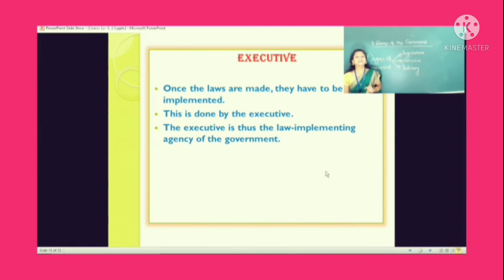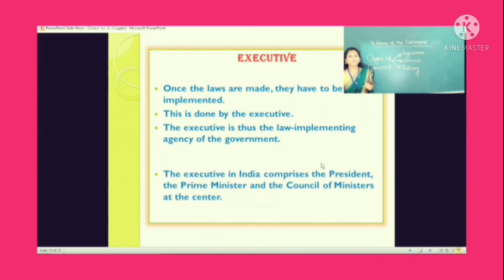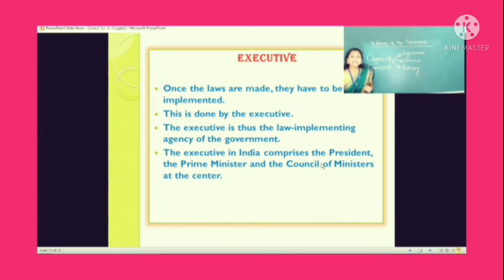Executive is a law implementing agency of the government. It is a part of a government. It is the responsibility of the government to make sure that it is executed in a proper way. The executive in India comprises the President, Prime Minister, and the Council of Ministers at the center. It is the responsibility of the ministers to execute the law prepared by the legislature, or Parliament of India.